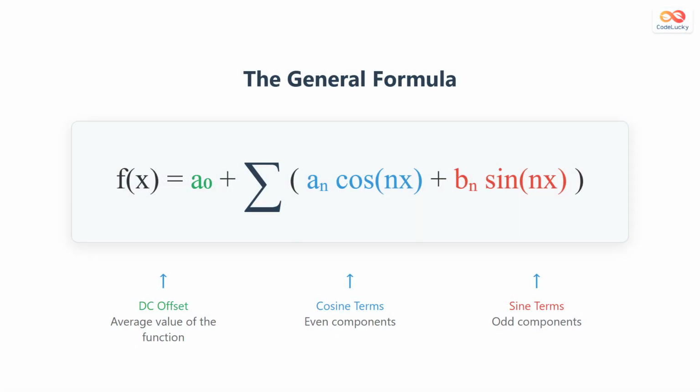Here is what the math looks like. Don't be intimidated by the symbols. The term at the front, a 0, is just the average value. The sigma symbol means we are summing up a long list of terms. We add up cosine parts and sine parts, each with their own specific multiplier.